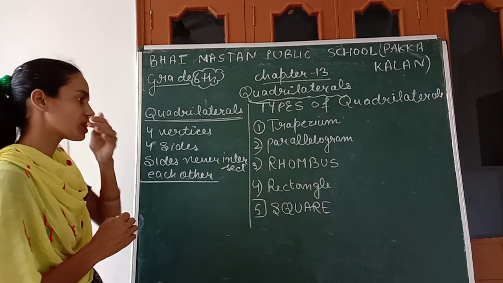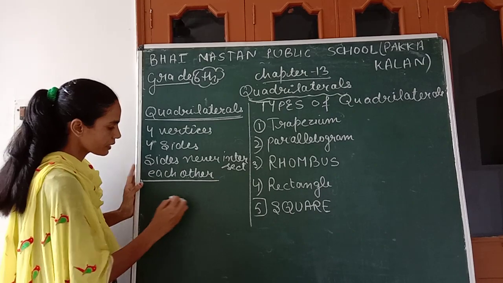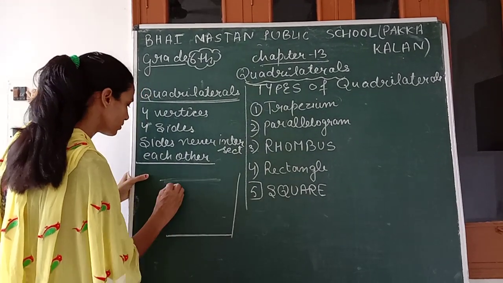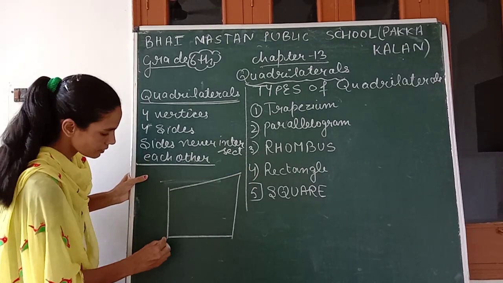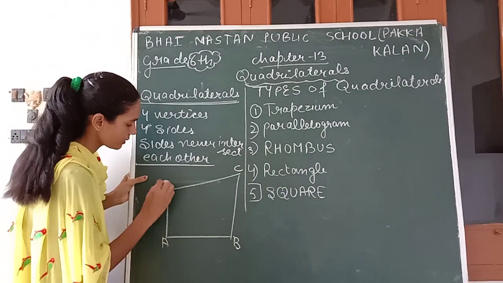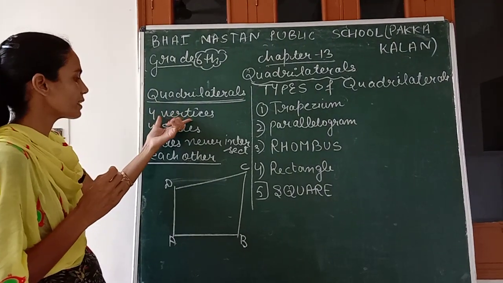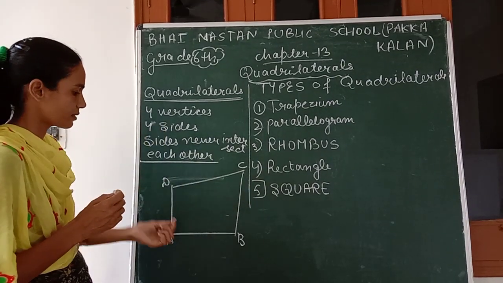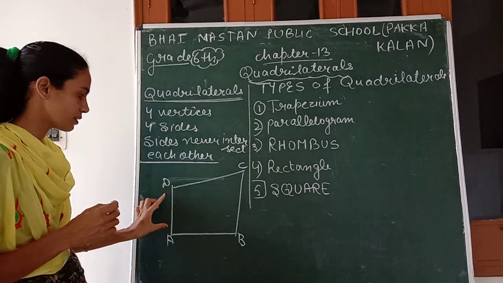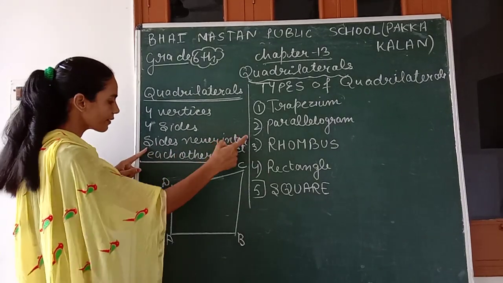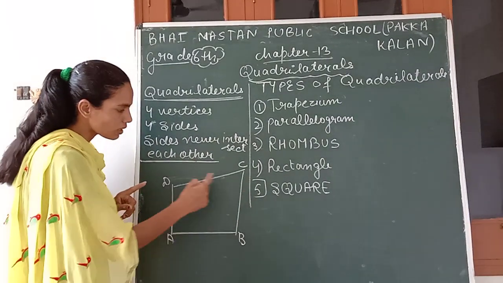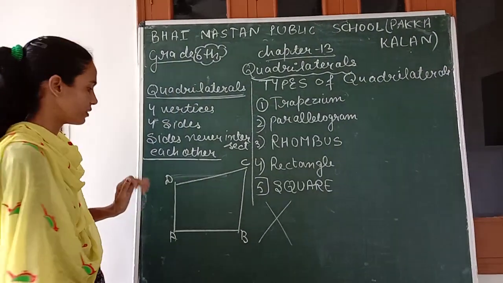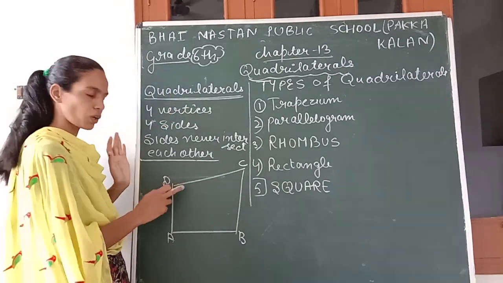Now I am going to explain with one diagram. This is point A, B, C. See, four vertices A, B, C, D. Four sides: AB, BC, CD, DA. Sides never intersect each other. Is any side cutting another? Is any side going across? No. It means this is a quadrilateral.